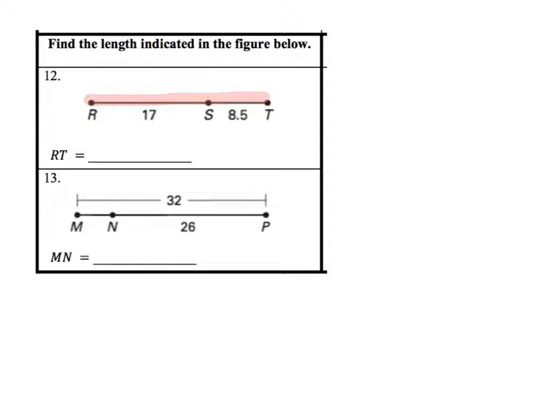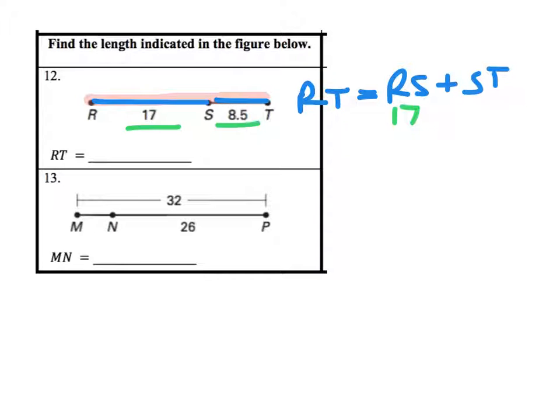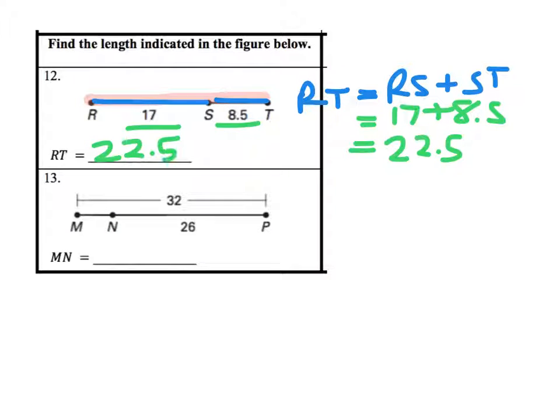I notice that the first part of my line is 17 and the second part is 8.5. So I know RT equals RS plus ST. Again, RS is 17, ST is 8.5, so we're going to add those together. When I do that, we get 22.5 as our final answer. So RT would be 22.5.